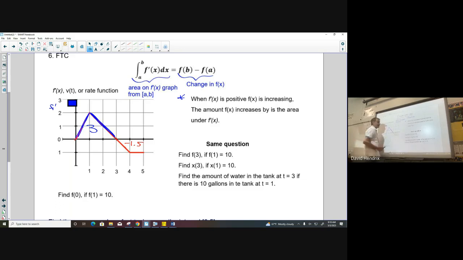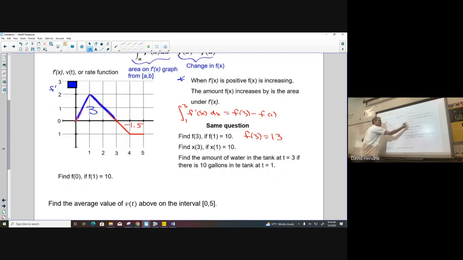And so you're going to get lots of different questions that are really the same thing. It says find f of 3 if f of 1 equals 10, right? And so you can make sure you think about this. Well, f of 3, hopefully you can see that f of 3 is going to be 13, okay? Because f prime was positive, the amount we increased was 3. If you weren't sure about that, you could set up the fundamental theorem. The fundamental theorem just says the integral from 1 to 3 of f prime of x dx equals f of 3 minus f of 1. And so if we were going to evaluate that, this area underneath f prime, that equals 3.